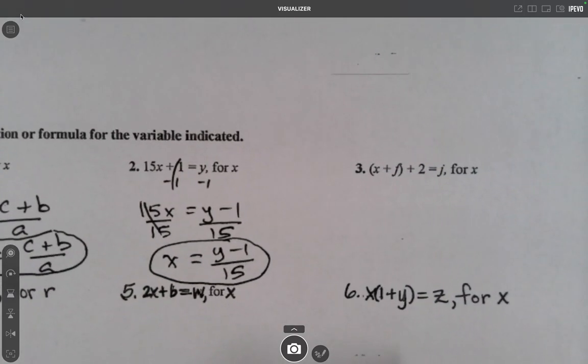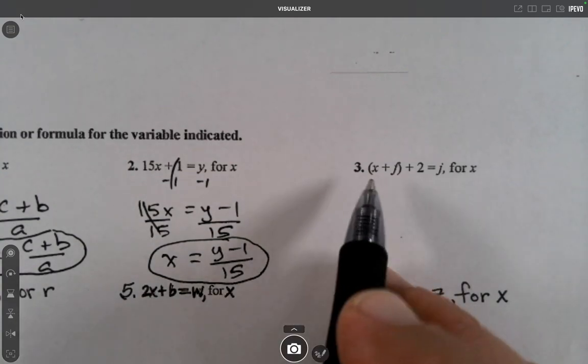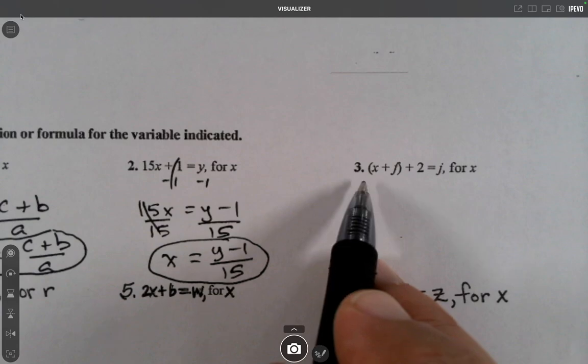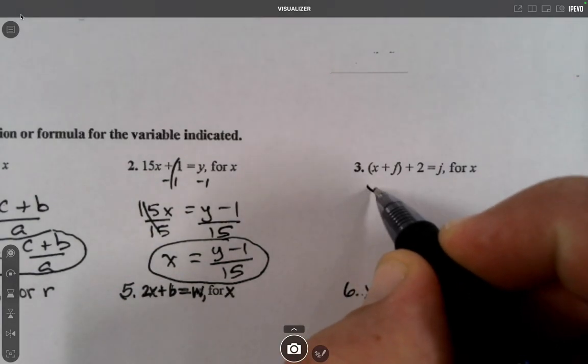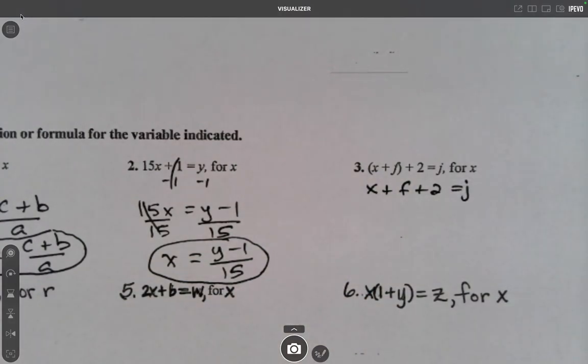Okay, number 3, they try to be a little tricky by putting these parentheses, but the parentheses actually don't mean anything because all we're doing is adding. There's no distributive property going on because there's nothing being multiplied. So if it's helpful, just write it as x plus f plus 2 equals j.